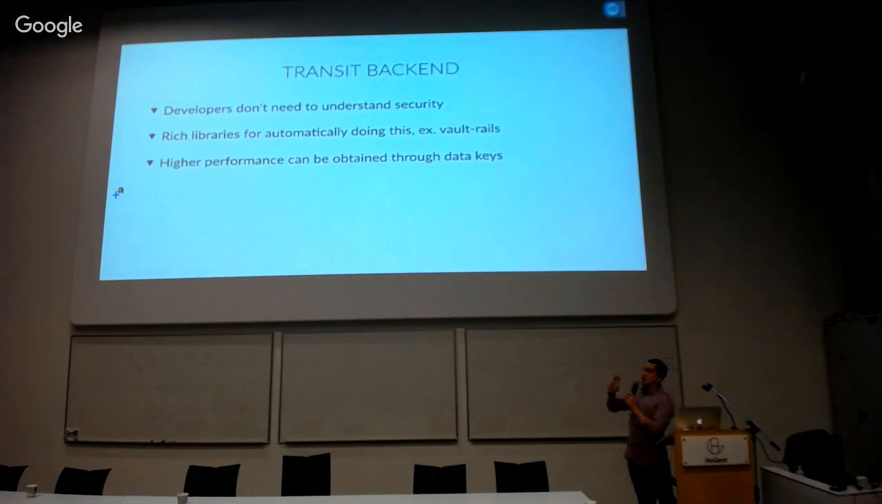There's actually rich libraries for automatically doing this. So there's a library called Vault Rails, where in your Active Record database models, you just say this field should be encrypted. And whenever it's written to, it automatically does the round trip with Vault for you, so you don't even need to do anything. And the big problem, though, is this puts a single performance bottleneck on Vault, if everything needs to round trip, but this is the easiest way to do it.